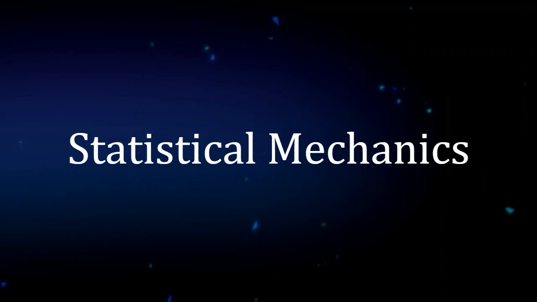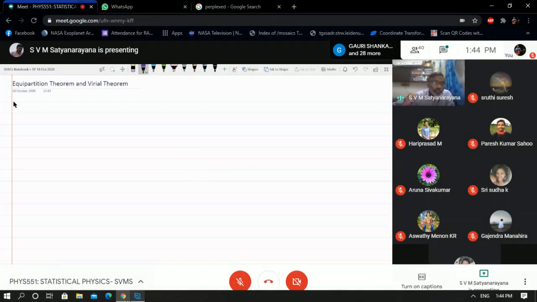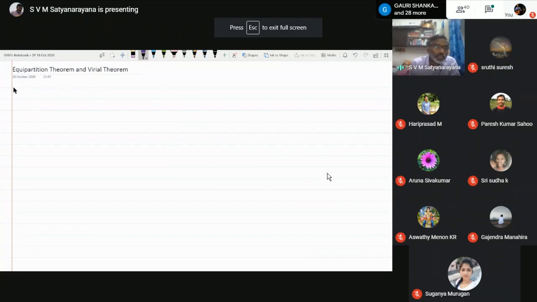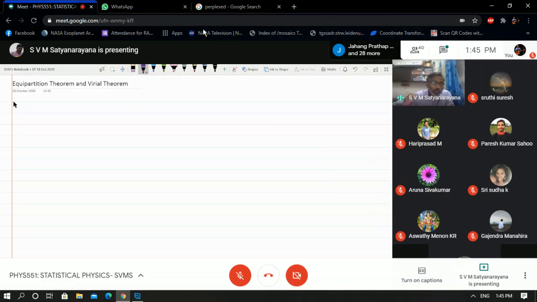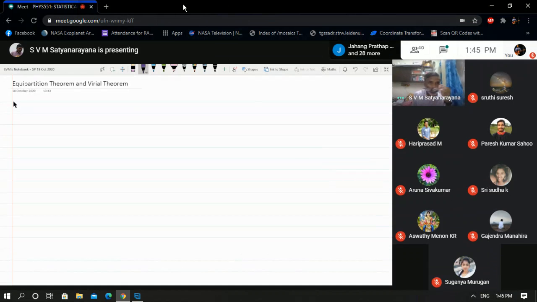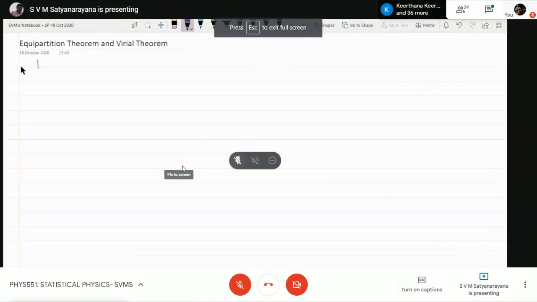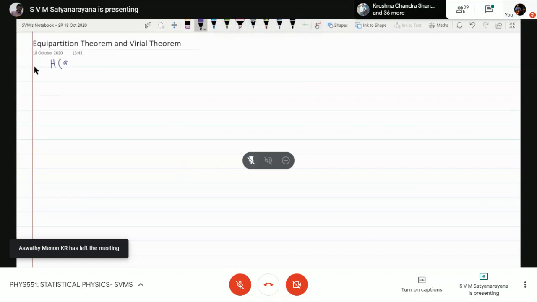This comes under the category of a general result, because I'm not going to consider any specific system here. So, we have a system, and let's say the Hamiltonian of the system is H of Q bar and P bar.